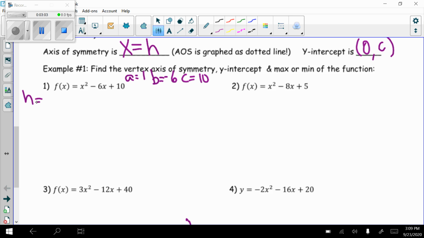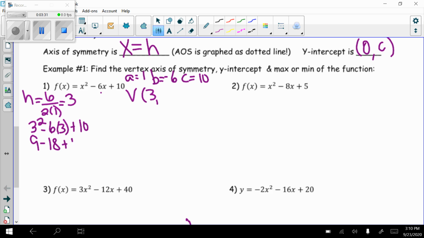So we're going to find h. H equals negative b. Remember, that just means change the sign of your b. My b was negative 6, so I changed it to positive 6. Divided by 2 times a, which was 1. So 6 divided by 2 is 3. So my vertex, I now know the x part is 3. Now to find the y part, I plug 3 into my original equation for all of my x's. So 3 squared minus 6 times 3 plus 10. So we get 9 minus 18 plus 10. So 9 minus 18 gives us negative 9. Negative 9 plus 10, 1. So our vertex is 3, 1.